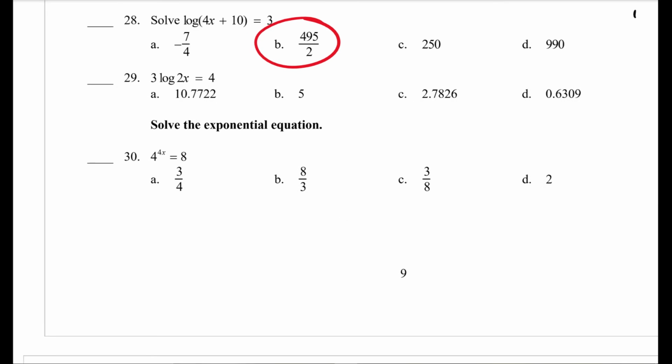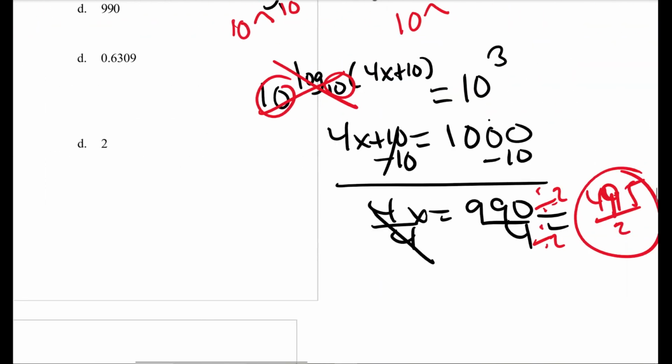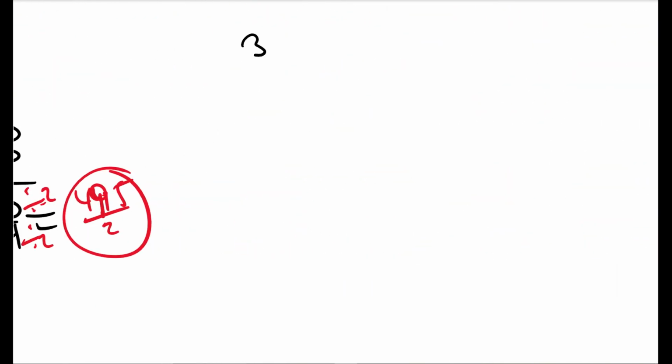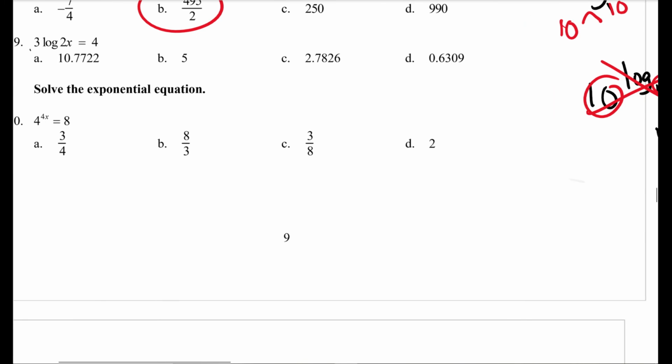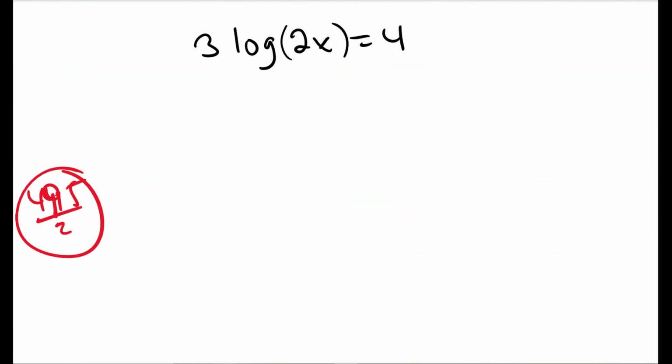All right, so for number 29, we have 3 log base 2x equals 4. Go ahead and do that on this side. All right, and then again for this one, there is no base written, so we assume that it's an invisible 10. All right, so first off, we need to get rid of this 3 on the outside. So we're going to go ahead and divide by 3 on both sides. We'll do that first.